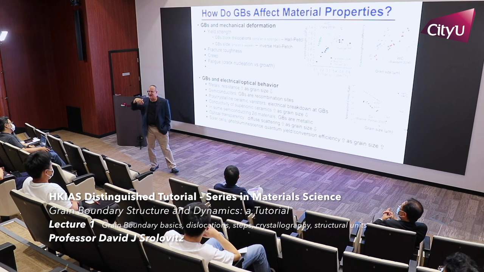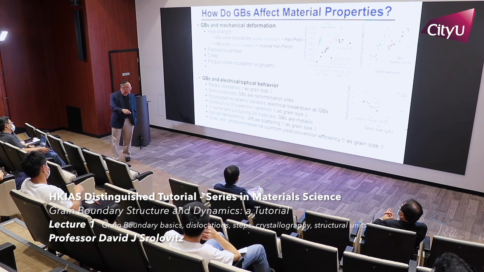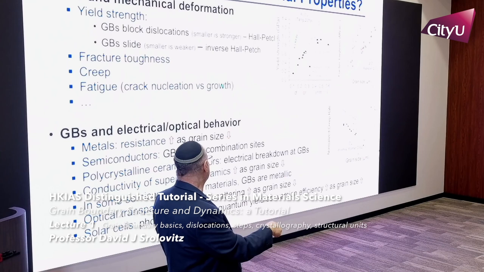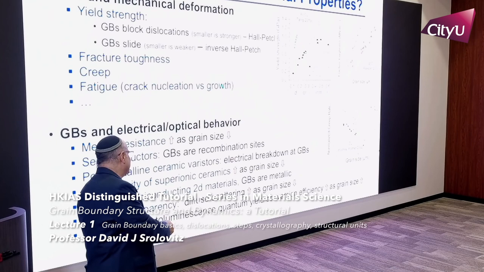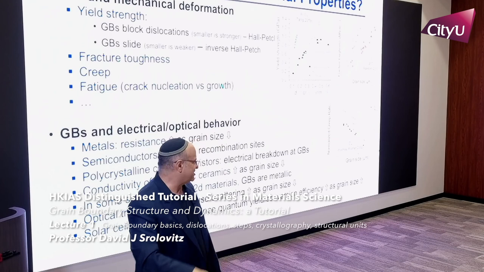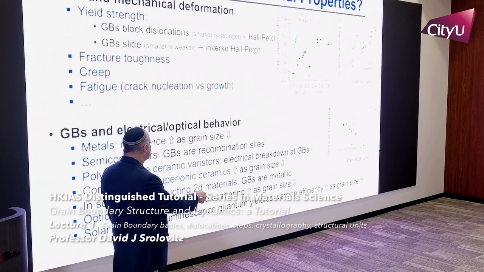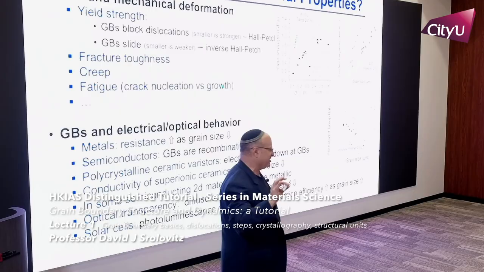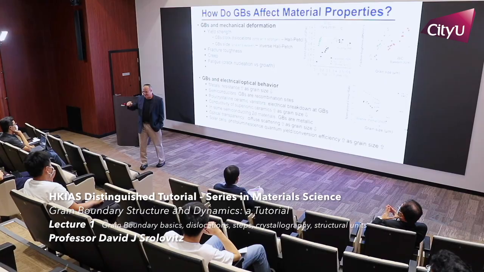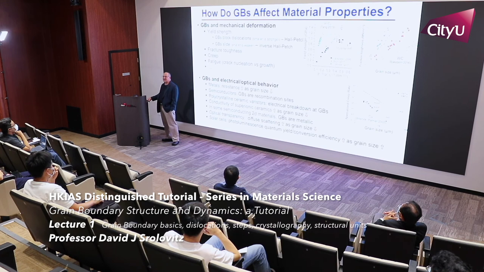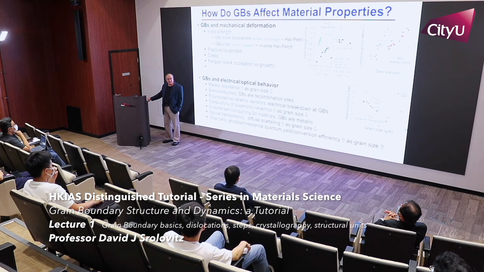Optical transparency: in polycrystalline materials you get diffuse scattering at grain boundaries, so as the grain size goes down, there is more diffuse scattering. In solar cells, photoluminescence quantum yields, or conversion efficiency, go up as the grain size goes up. Again, because in many of these cases, grain boundaries are detrimental. Not all of them. In the varistor example, varistors only work because of the grain boundaries. So that's just a small set of cases where the properties are modified and can be manipulated through control of grain size, microstructure, and grain boundary types.